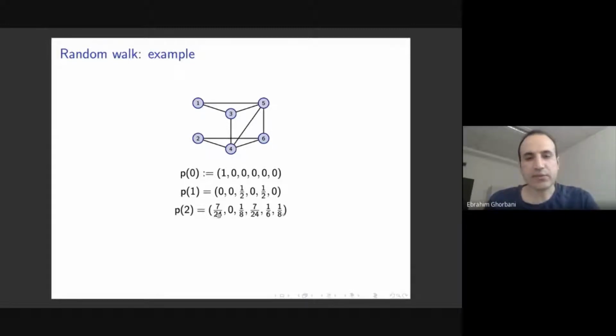For example, the first component is 7 over 24, which means that at step 2, we will be at vertex 1 with this probability. The probability of being at vertex 2 at step 2 is 0. So there's no way that at this step we reach vertex 2, and so forth. With the same argument, we can compute the distribution of the next steps.